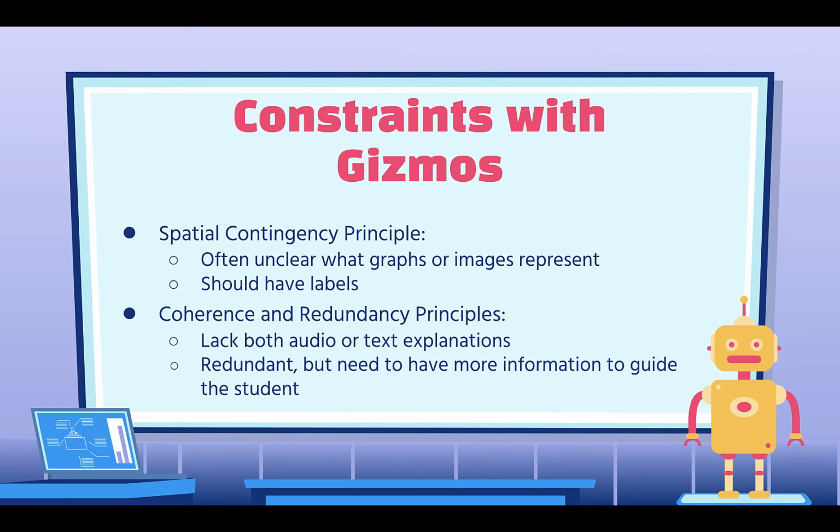Some more constraints with Gizmos. With the spatial contiguity principle, it's often unclear what the graphs or images represent. They usually don't have labels, so I'd suggest that they should have labels to help students identify what is going on. For the coherency and redundancy principles, Gizmos lack both audio and text explanations, and they are redundant to the point where it feels like there's little to no information, so they need a bit more information to guide the student and be less redundant than they already are.